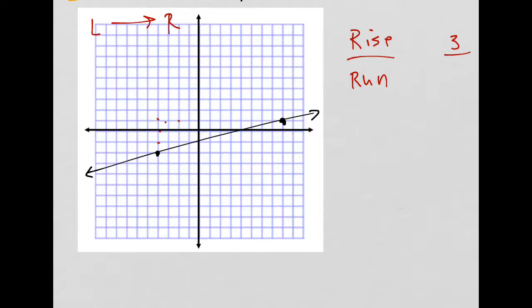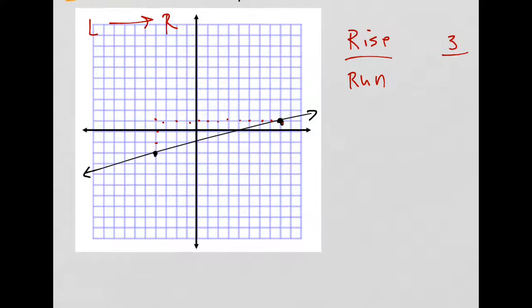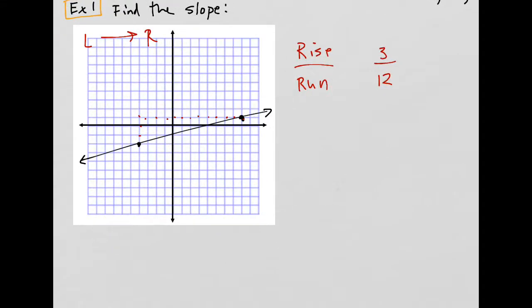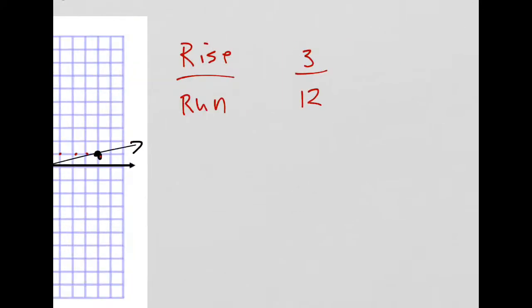1, 2, 3, 4, 5, 6, 7, 8, 9, 10, 11, 12. 3, and I run 12. Now, this is slanting upwards from left to right, so this is positive. So that's good. And then we're done.